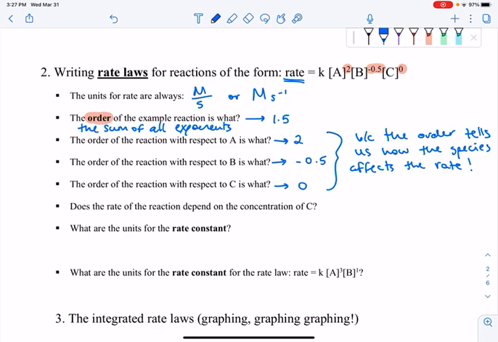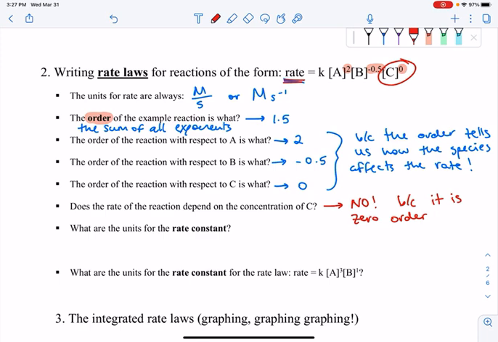So the next question is, I just sort of answered it, does the rate of the reaction depend on the concentration of C? No, because it is zero order, right? Changing the concentration of C will never affect the rate because it's always raised to the power of 0. Anything raised to the power of 0, no matter what the number, is going to be 1. So it doesn't matter. Okay?